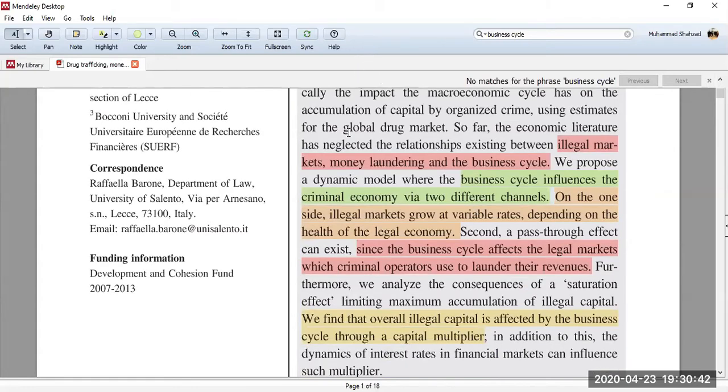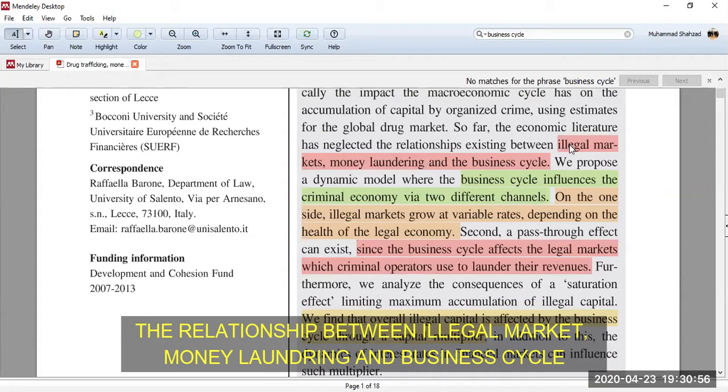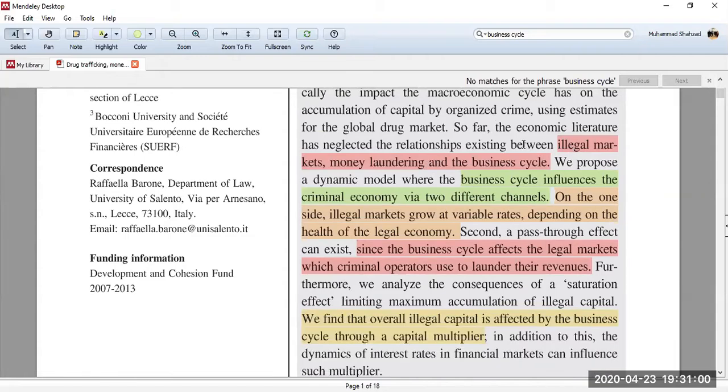First of all, what did they do? They discuss the illegal markets, money laundering, and the business cycle. Actually, they are discussing the relationship between these three factors: illegal markets, money laundering, and business cycle. When we talk about illegal markets, we are talking about drug use and making money from it, and then that money is used for money laundering, and that money is used in the business cycle. The finance students know what the business cycle is.